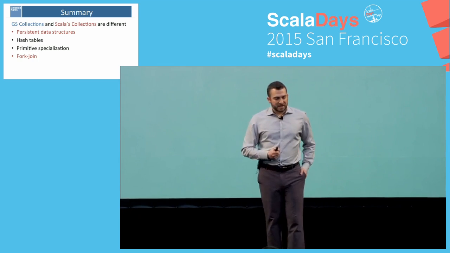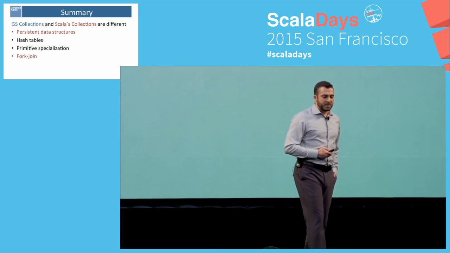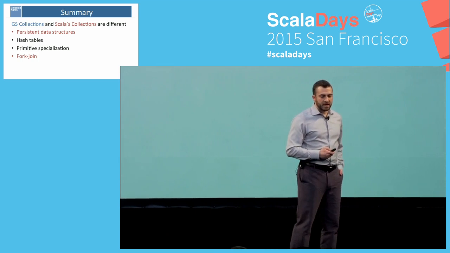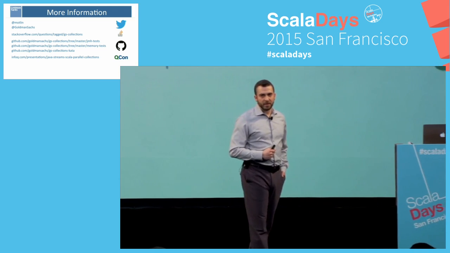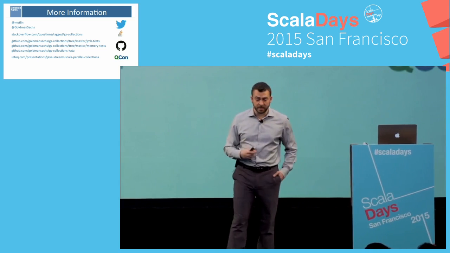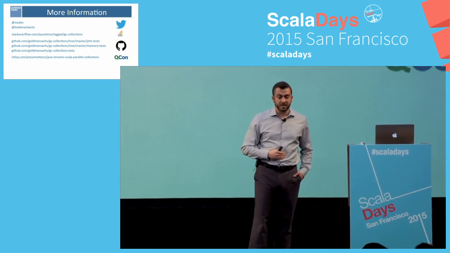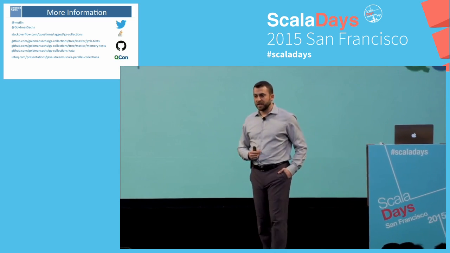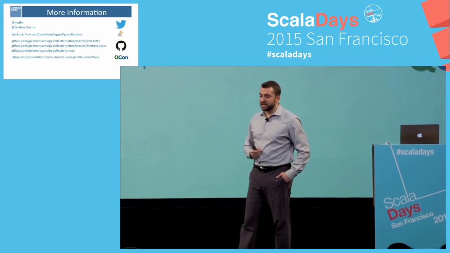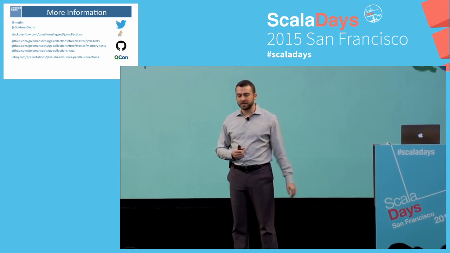All right, so we talked about persistent structures, hash tables, primitive specialization, and fork join. I just want to point out where you can go for more information. You can reach out to me directly, of course. If you're interested to learn more about JS Collections, you can ask us questions on Stack Overflow. We watch for the tag JS Collections.